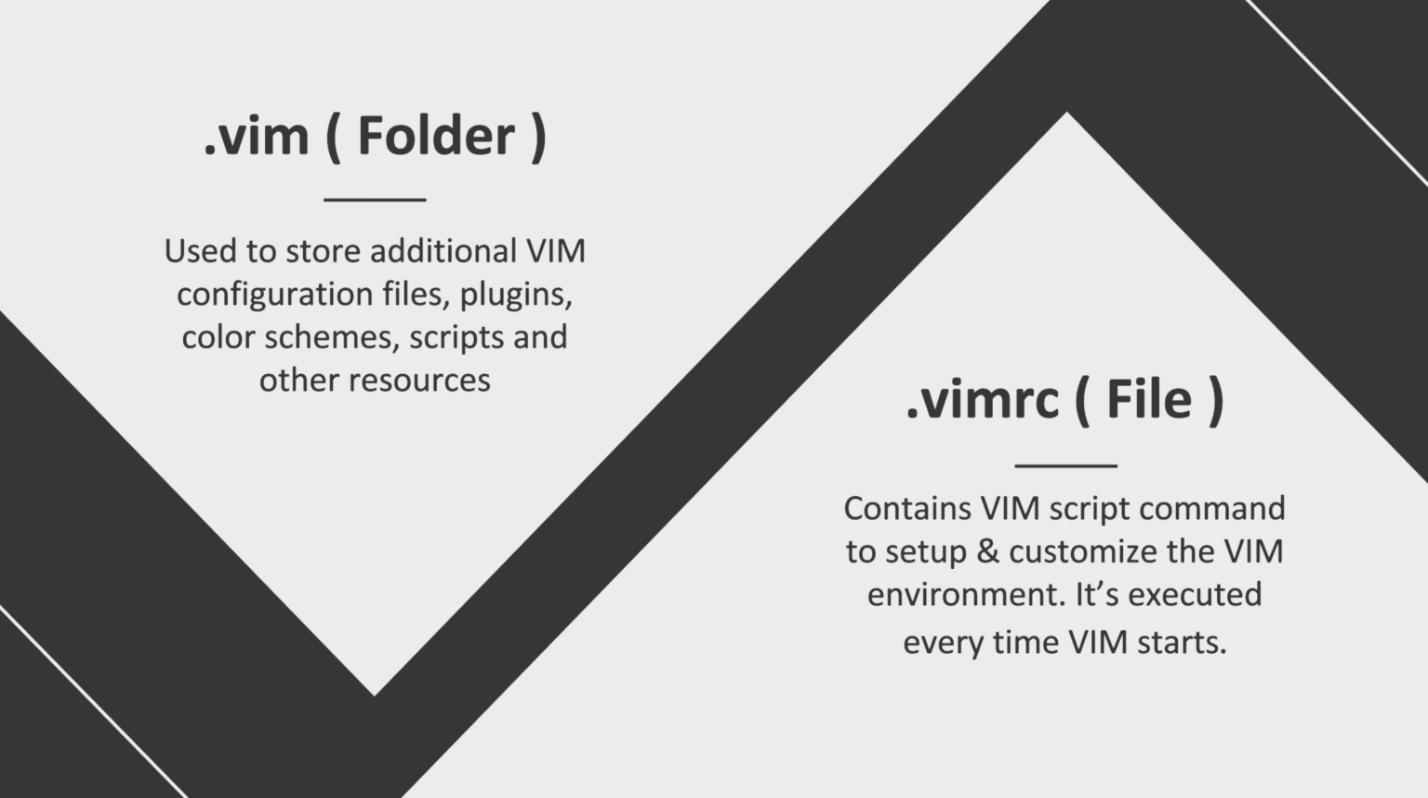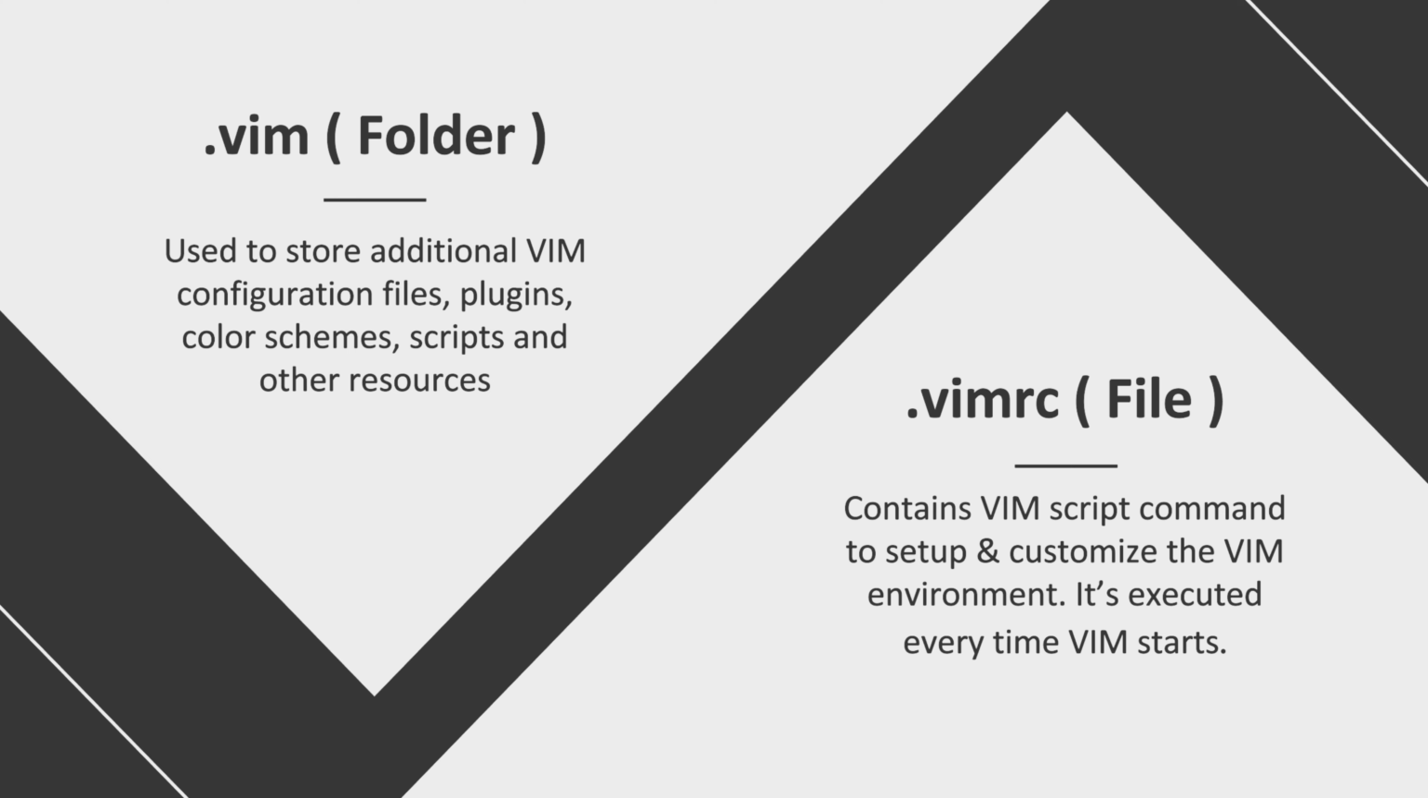The .vim folder is used to store additional Vim configuration files, plugins, color schemes, scripts, and other resources, while the .vimrc file contains Vim script commands to set up and customize the Vim environment. It's executed every time Vim starts, and these two should be in your home directory.